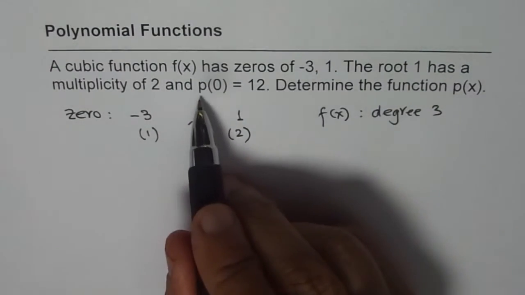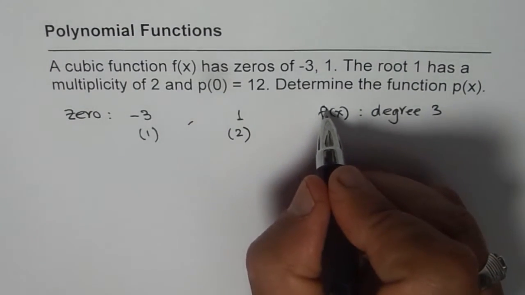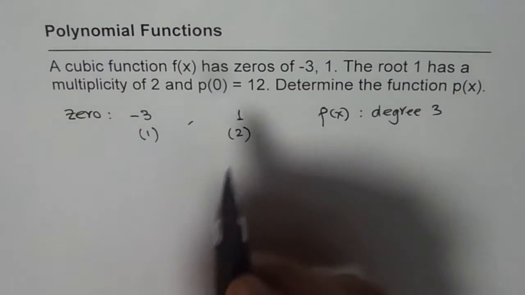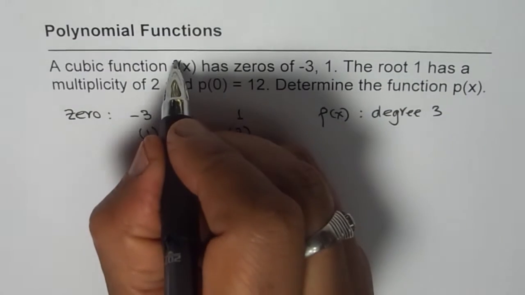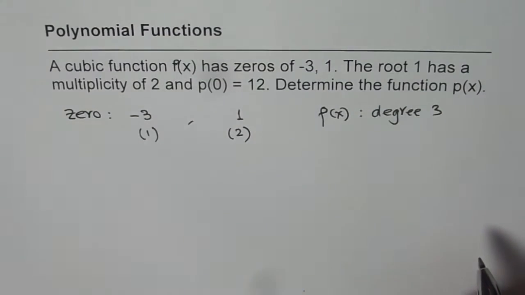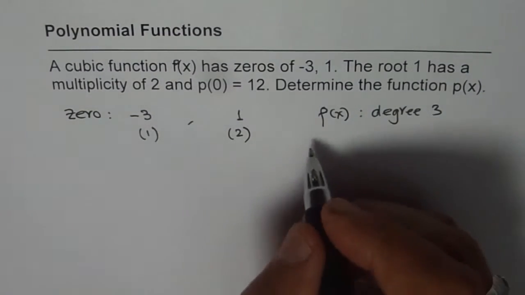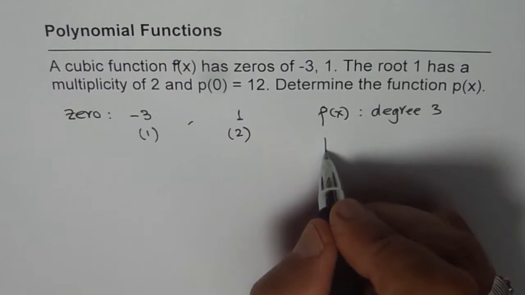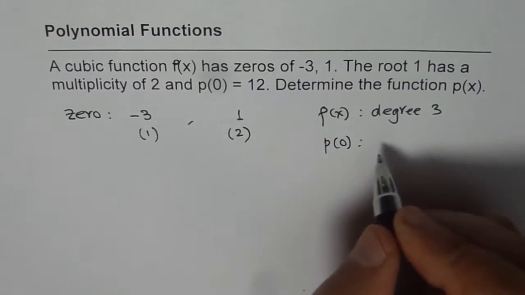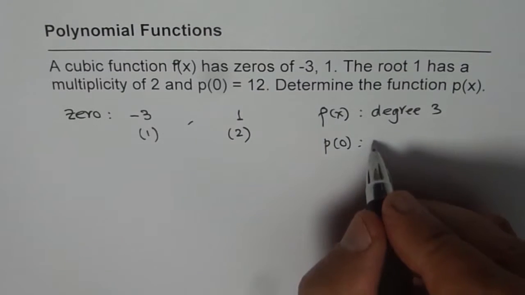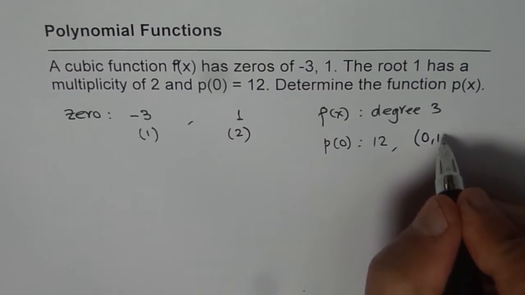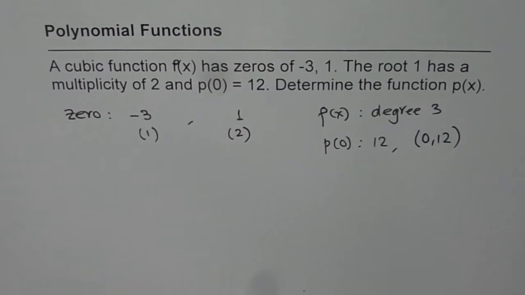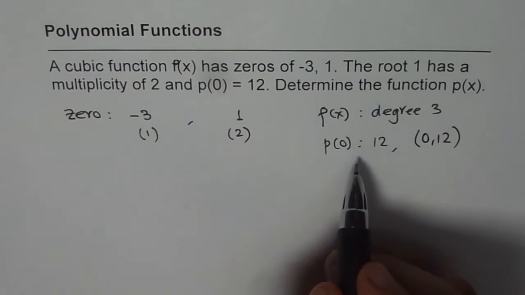And then we are given that, well, polynomial p, let me make this as p. So p of 0 is equal to 12, right? So we can use only one term. We'll use p of x. Okay, p of 0 equals 12 means that the y-intercept is at 12, right? So that is the y-intercept. So coordinate points are 0 and 12. So we are given this. That should help us to specifically find a cubic function, right?